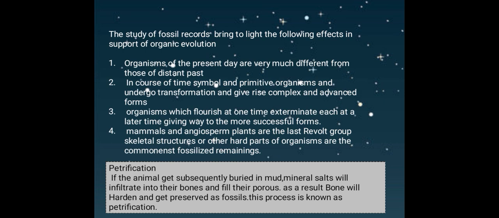Organisms of the present day are very much different from those of the distant past. In the course of time, simple and primitive organisms undergo transformation and give rise to complex and advanced forms. Organisms which flourish at one time and become extinct at a later time give way to the more successful forms. Mammals and angiosperm plants are the last evolved groups.